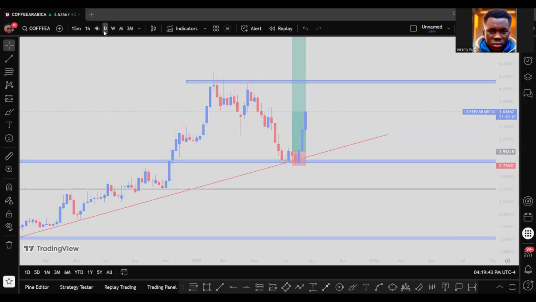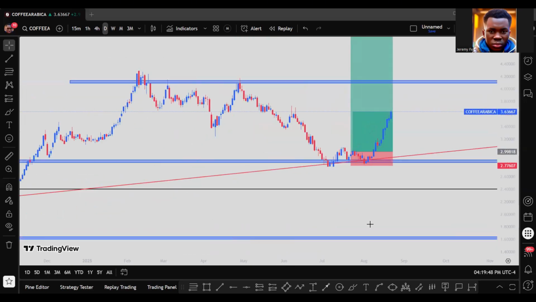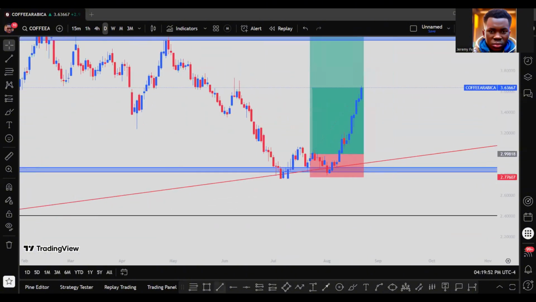And if I go to the daily time frame, or let me say maybe the 1 hour time frame, you can see that price broke a counter trend line before I got into this buy trade. We have a counter trend line here that price got broken to the upside before I got into a buy trade.